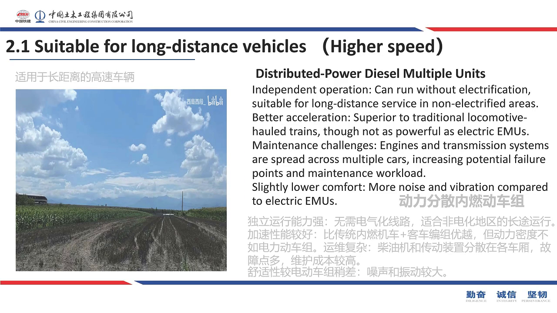Distributed power diesel units. Diesel multiple units with distributed power are independent of electrified lines. They accelerate better than locomotive-hauled trains but require more complex maintenance, and they tend to be noisier with slightly lower passenger comfort.